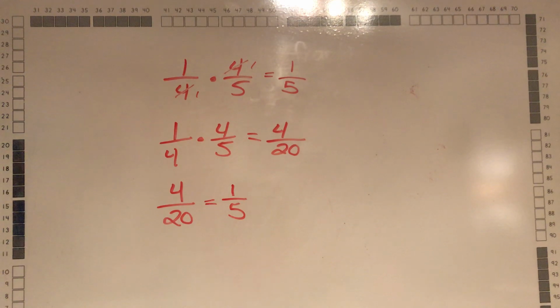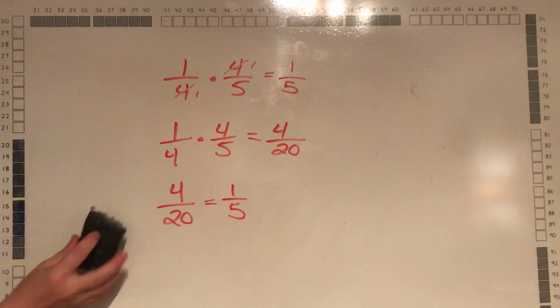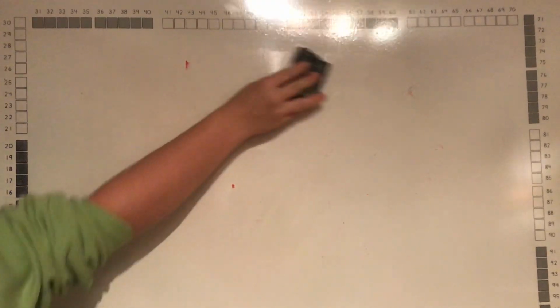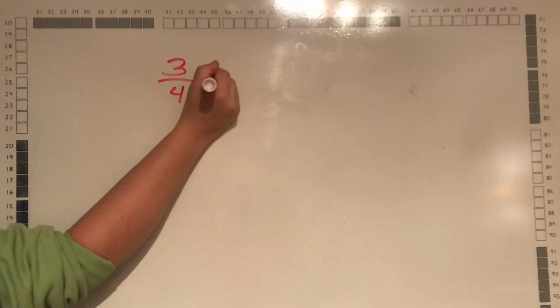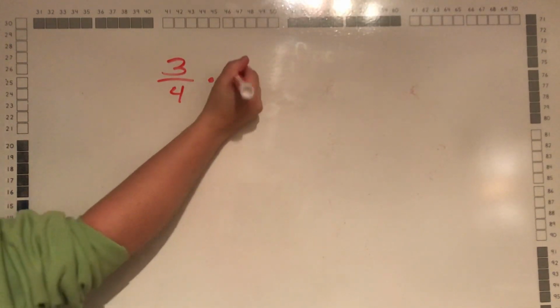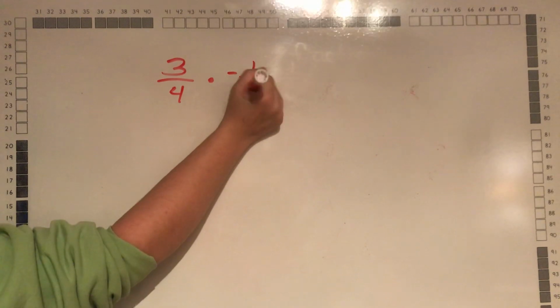So let's do one more in the example 1 section. So example 1C is 3 over 4 times negative 1 over 2.